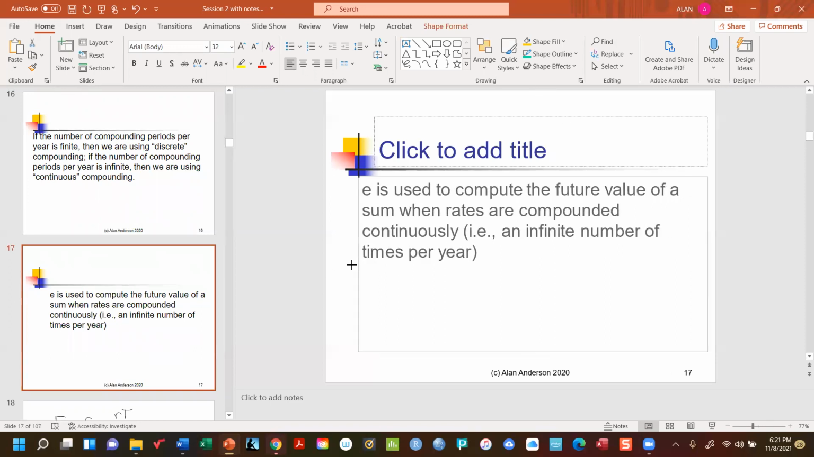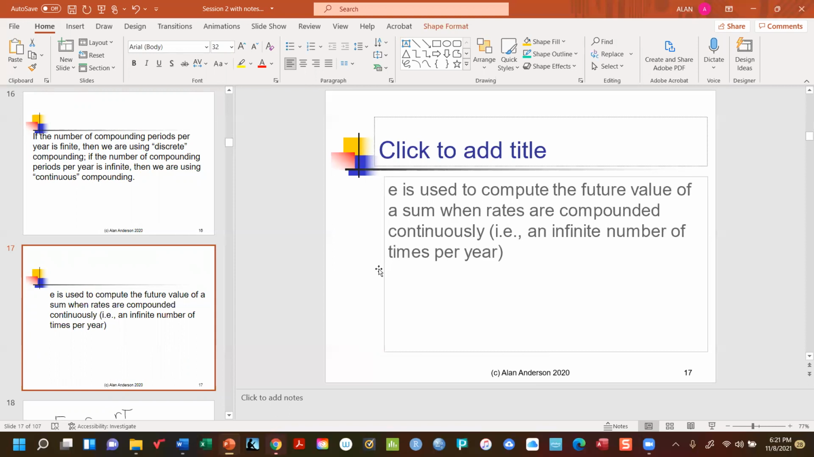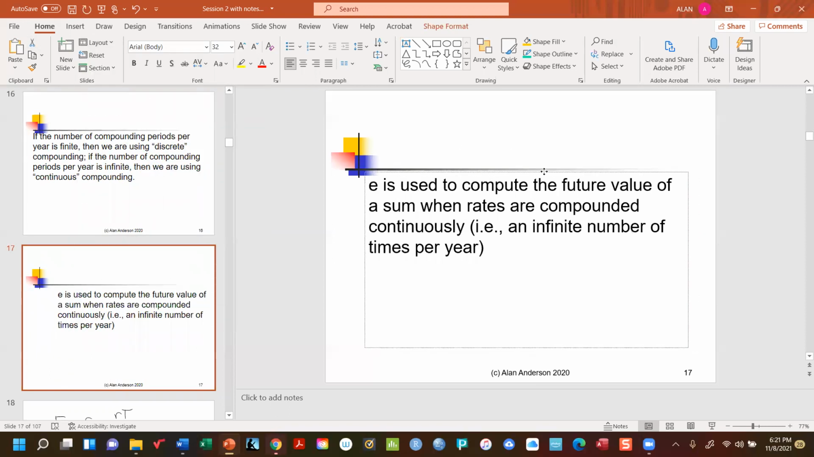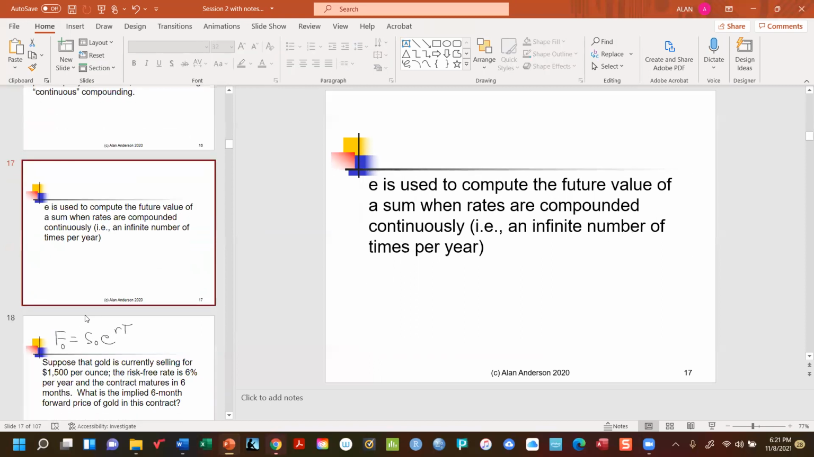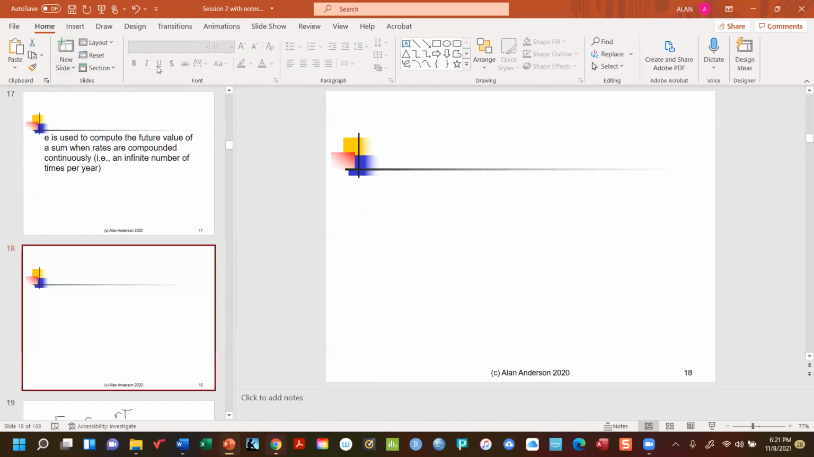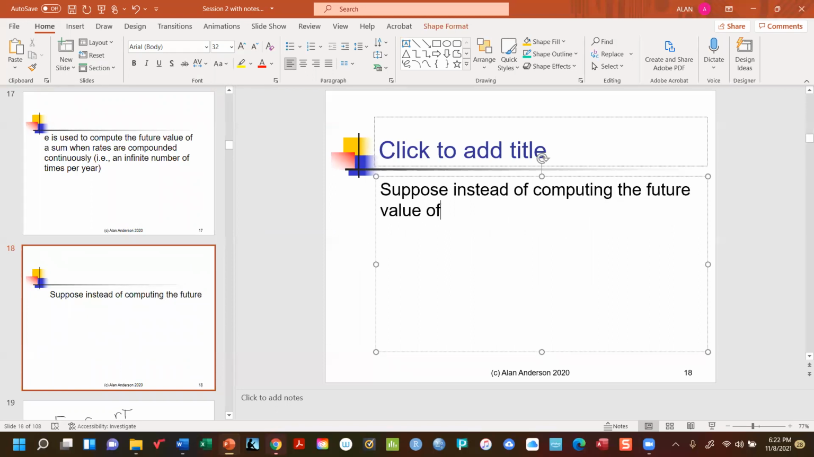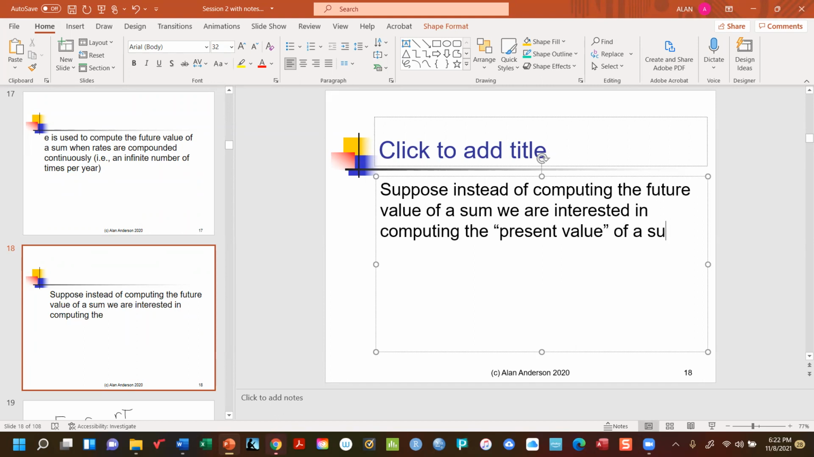Okay, now it turns out that in many cases, we may need it for a different purpose. So let me show you a couple of examples of this. Suppose instead of computing the future value of a sum, we are interested in computing what is called the present value of a sum. So let me show you what that means.